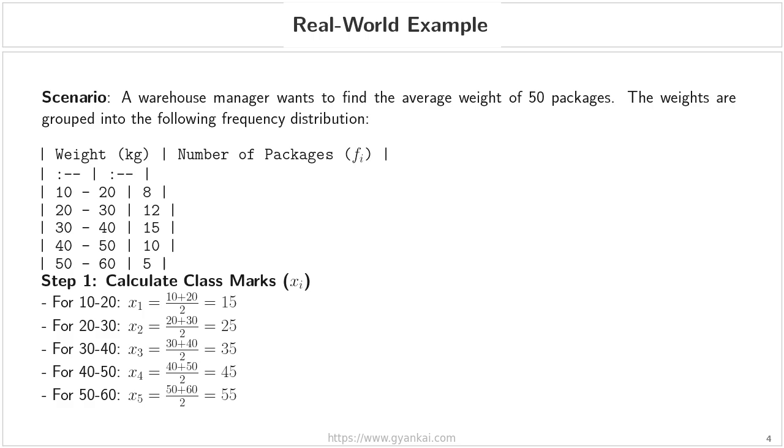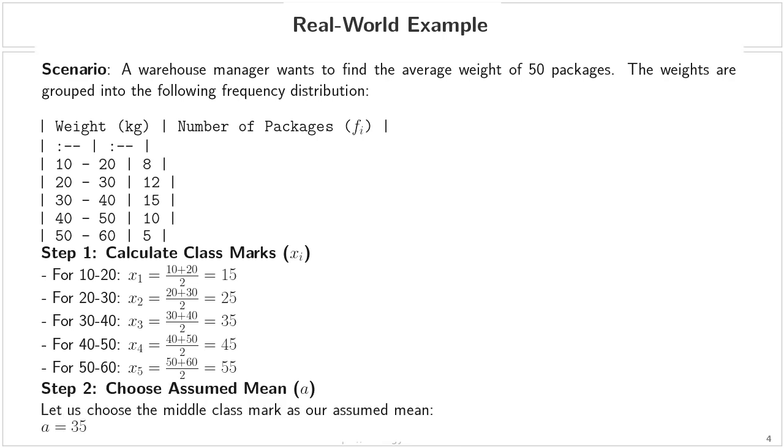15. For the 20 to 30 range, we get 25. Moving down, the midpoint for 30 to 40 is 35, for 40 to 50 it is 45, and for the final range of 50 to 60, the class mark is 55. Now we move to step 2, which is choosing our assumed mean, represented by the letter A.